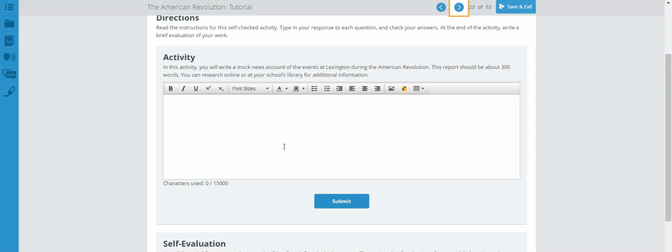This means that it should be somewhere between 3 paragraphs combined, I would say, to 5 paragraphs. Make sure that you put in your best effort here. This way your teacher will know that you understand the material.